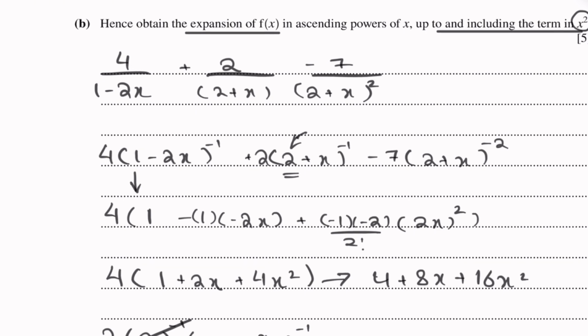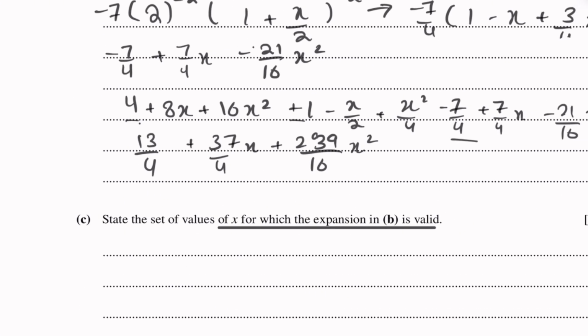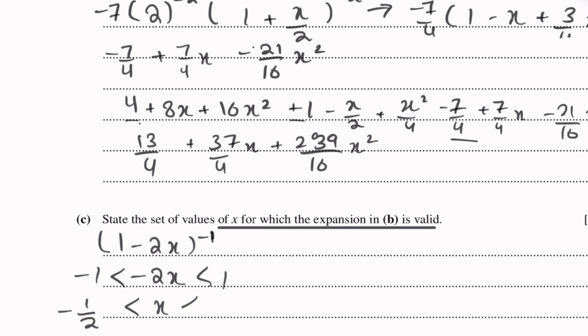So for the first one, 1 minus 2x to the power of negative half, you're going to get negative 2x, and you're going to make it between negative 1 and 1. And so x is going to be greater than negative 1 half and less than positive 1 half. That's one of the first sets of values.